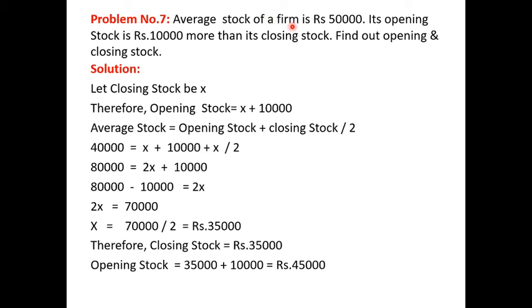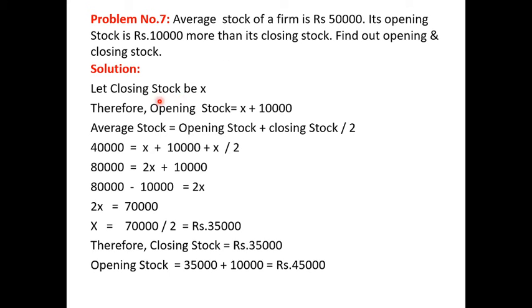Then, average stock of a firm is 50,000. Its opening stock is 10,000 more than its closing stock. What is the main difference between the last problem and the previous? In the previous problem, opening stock was 20,000 less than closing stock, but in this problem opening stock is 10,000 more than its closing stock. For example, if the closing stock is 1 lakh, opening stock will be 10,000 more, that means 1 lakh 10,000.